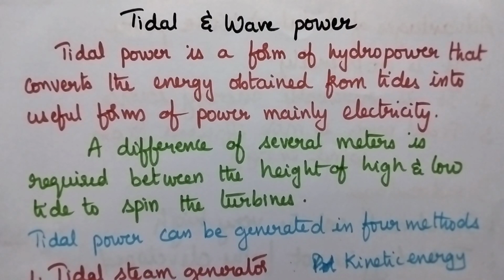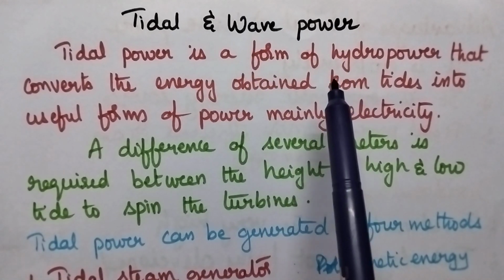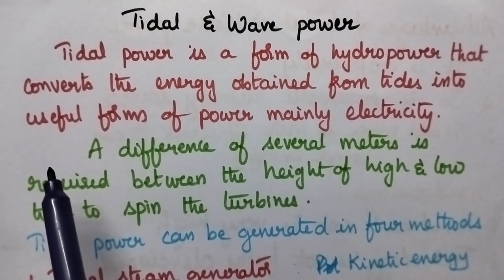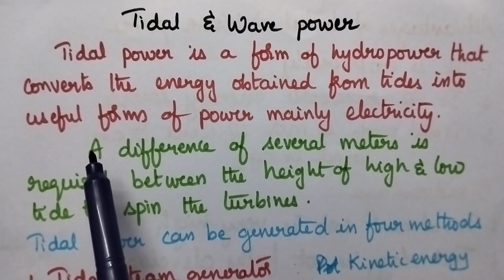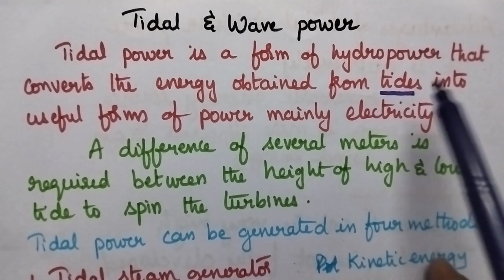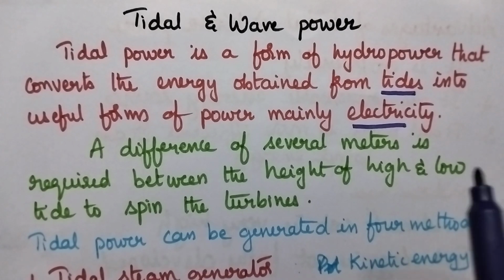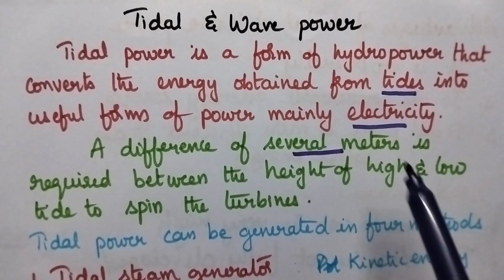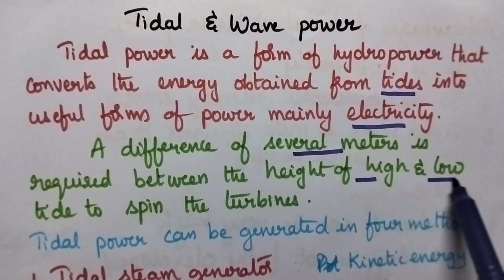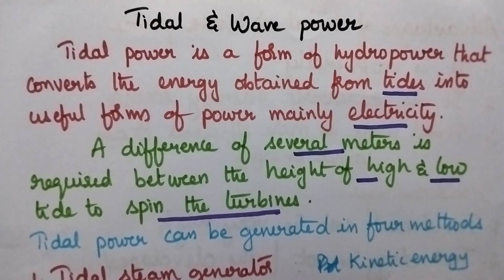In this video, I am going to share in brief about the tidal and wave power. It is more like a hydropower. So especially tidal power can be considered as a form of hydropower that converts the energy obtained from the tides into the electricity. So a difference of several meters in height between the high tide and low tide is always required to rotate the turbine.